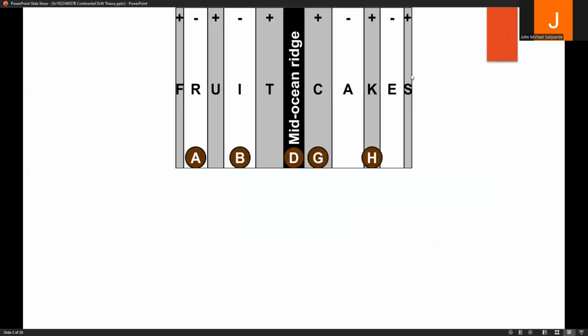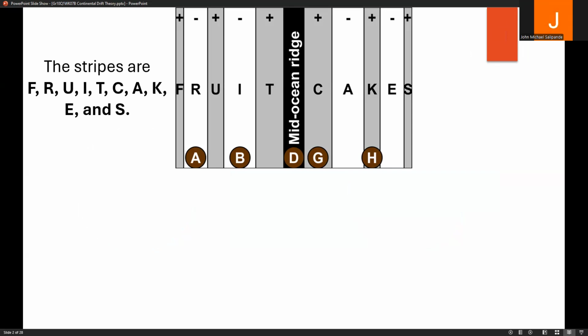Now, this is my favorite part of magnetic reversals, the magnetic stripes. So the words that are formed from the stripes are fruitcakes. Okay? And we have five rocks labeled as letters A, B, D, G, and H. And at the middle of the rocks, we have the mid-ocean ridge.